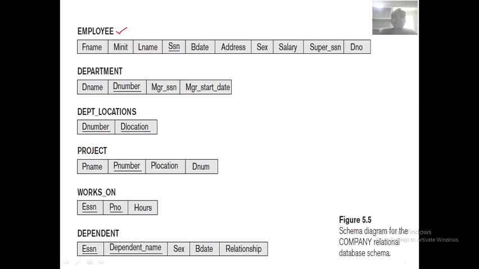SSN means it is referring to the same table. Got it? And department number is also a foreign key, because D number is there. Got it? It is referring to the department table. Is there any doubt in the first table?